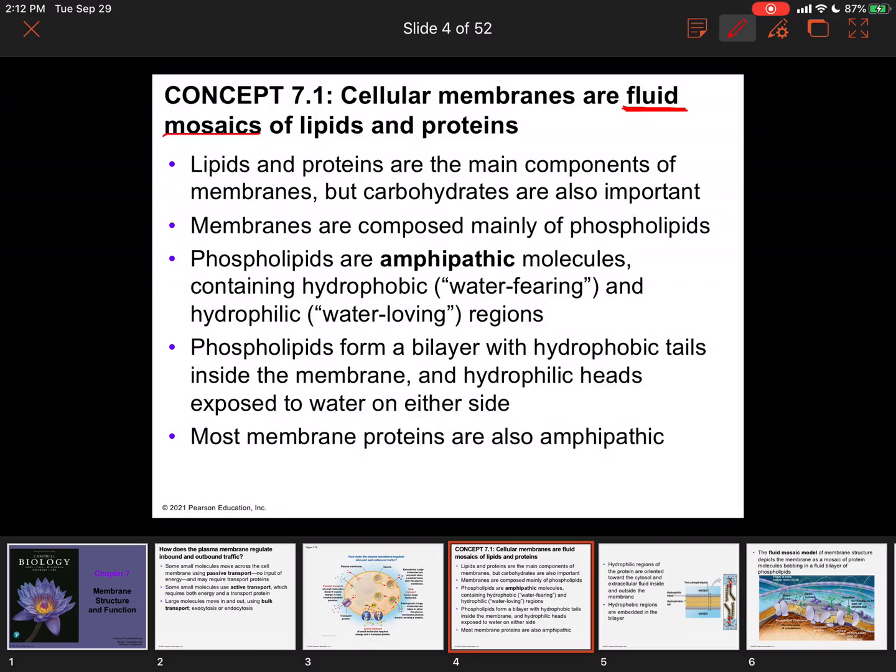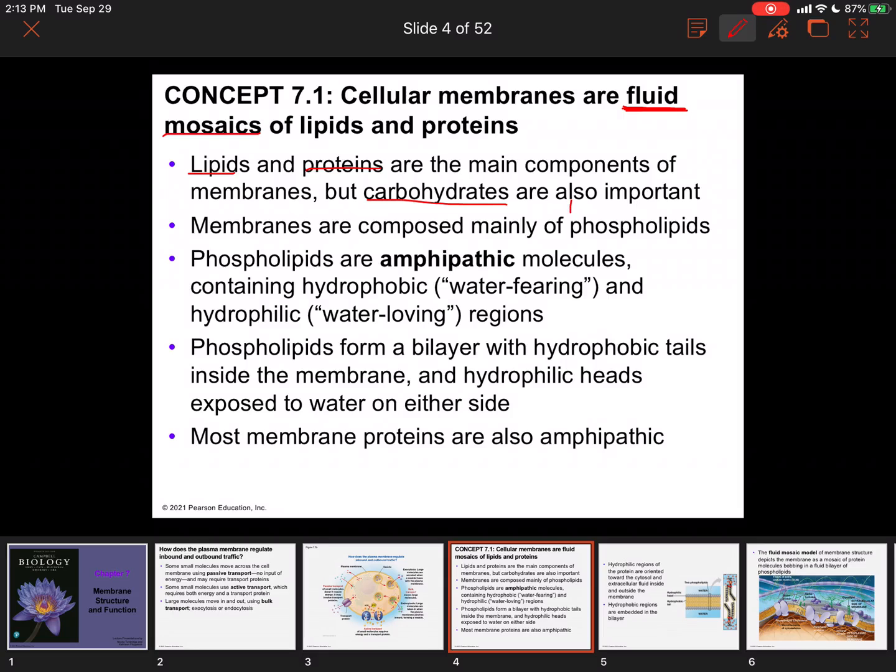It can move around. Our main components are going to be some lipids and some proteins. Those are the main things, but we're also going to throw in some carbohydrates. Back when we were talking about macromolecules, I explained it was important to eat certain good fats, certain good lipids, and to have proteins in our diet and even carbohydrates. All of those things come together to build our cell membranes.